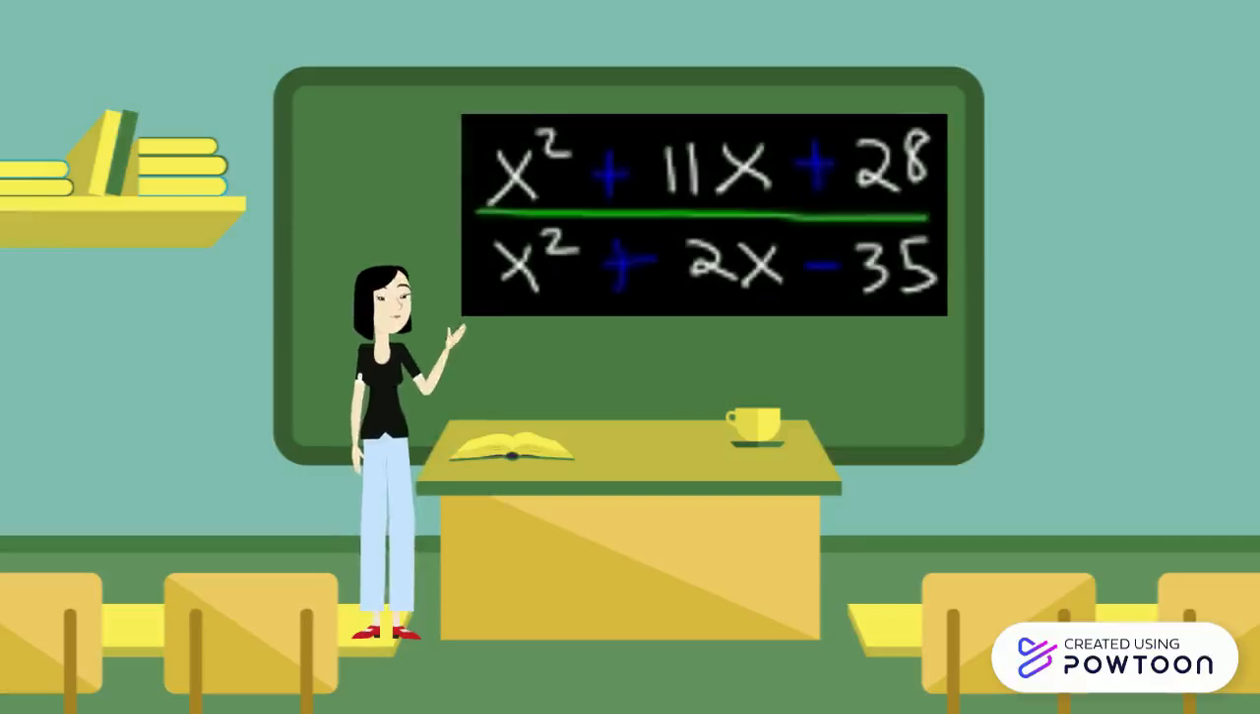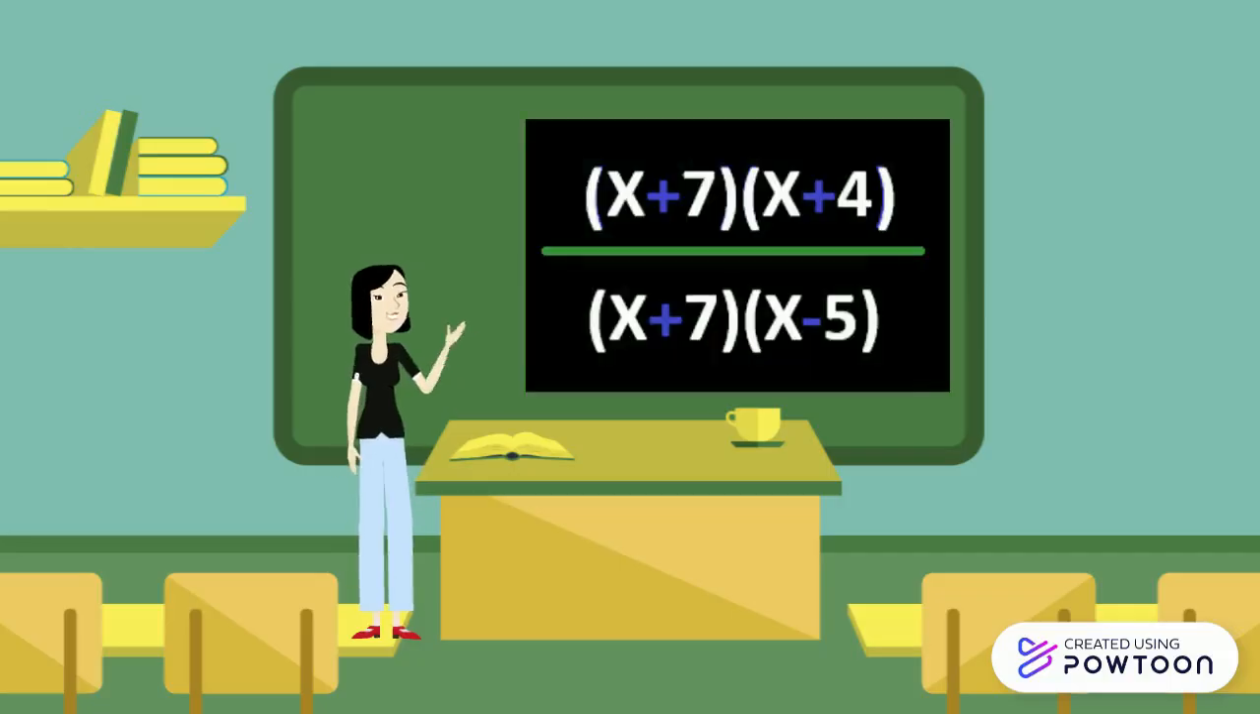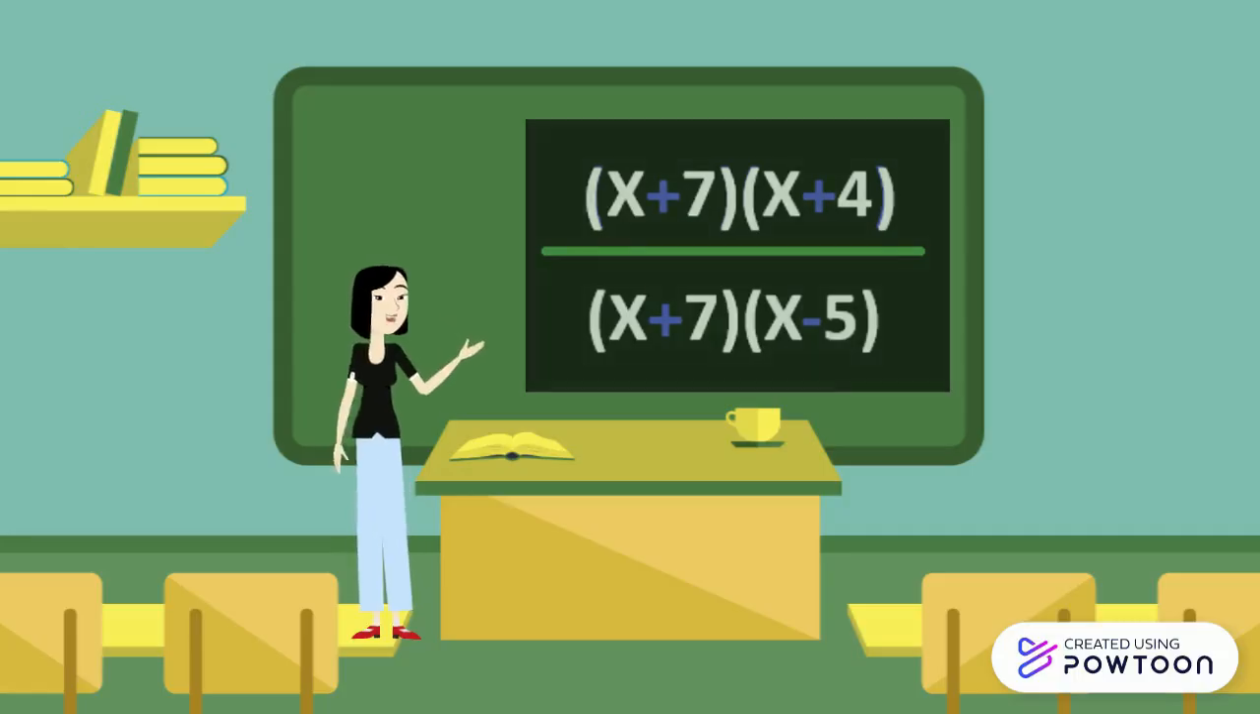If we have a trinomial, we have to check if it's a perfect square trinomial or a trinomial of the form ax squared plus bx plus c. When we have already factored both the numerator and denominator, the last thing we have to look at is if there are any equal terms, both above and below. If there are, we can cancel them.